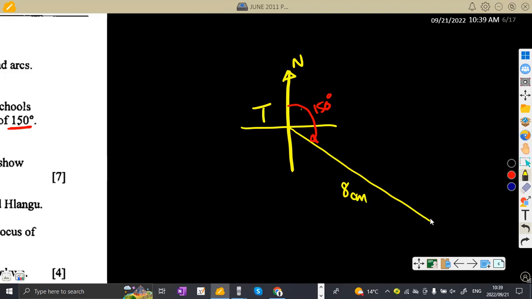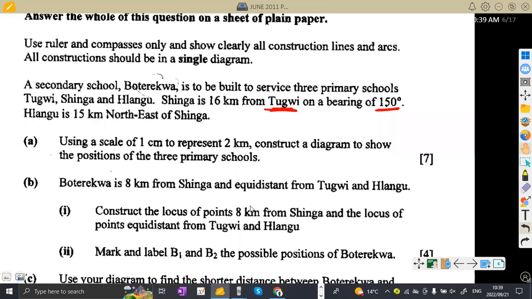Which means where we are going here, we are going to be at Shinga now. So we're going to indicate a North Pole at Shinga. All right, that is the idea there. Okay, so then let's move on to the other part.